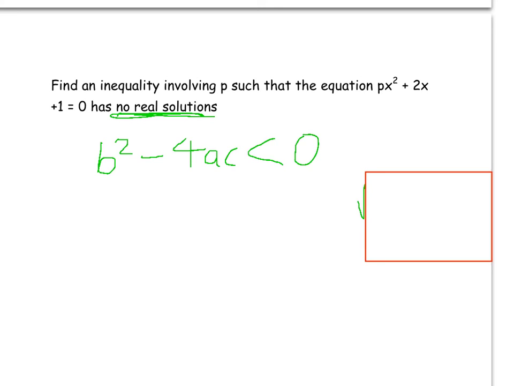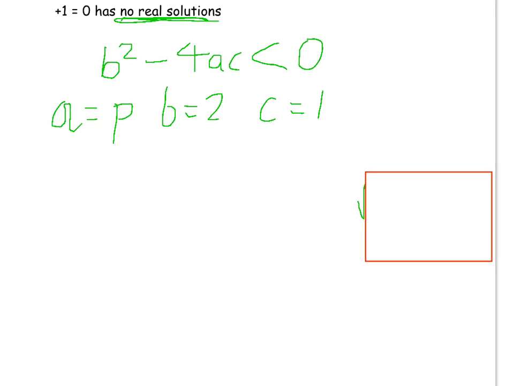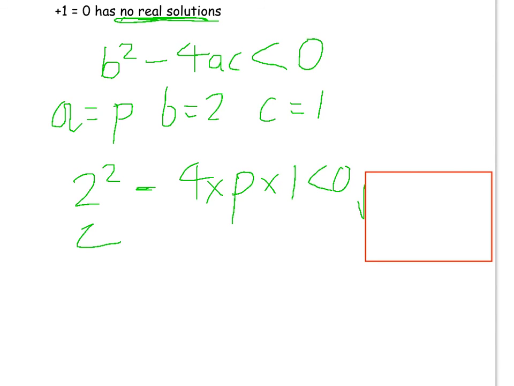So let's have a look at the equation, px squared plus 2x plus 1. So a is equal to p, b is equal to 2, and c is equal to 1. Let's substitute our values into b squared minus 4ac. So b is 2 squared minus 4 times p times 1, and that's less than 0. So 2 squared is 4, and 4 times 1 is 4, so that's 4p, and that's got to be less than 0.